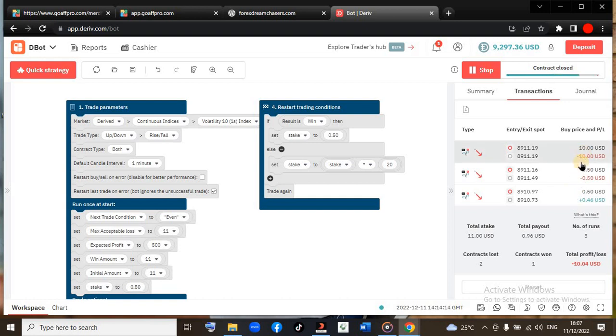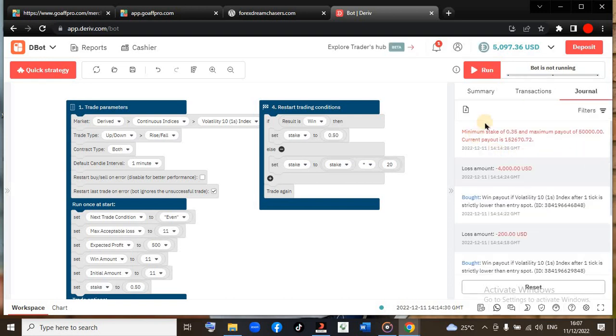Okay, here is another loss. Oh, flip. I think it took us to 0.2. What? Yeah, look at this. This is where the danger is. The bot now just stopped automatically. The reason why the bot stopped is because of the money that I have here with the demo account.